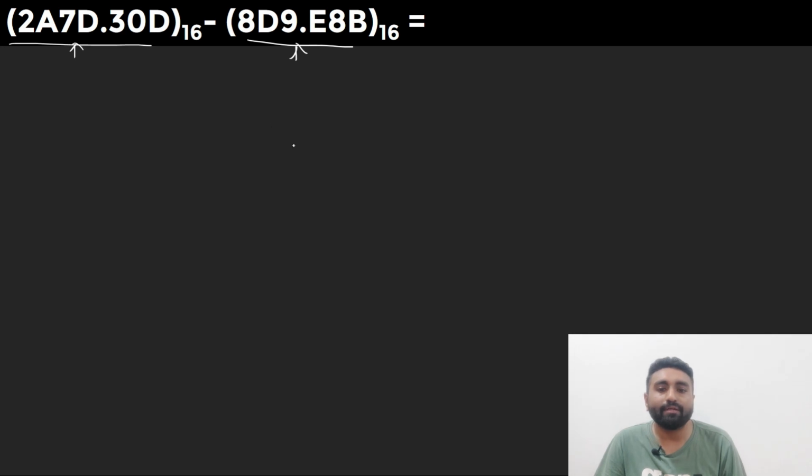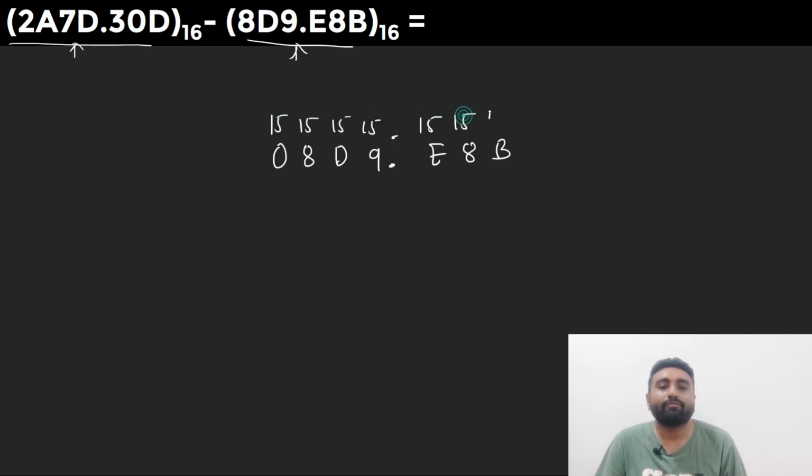So I will write this number as 08D9.E8B. And for this number we are going to find 15's complement. So I will write 15 in each digit, right? For each digit I am writing 15, and we need to do this subtraction, and that is how we are going to get the 15's complement.